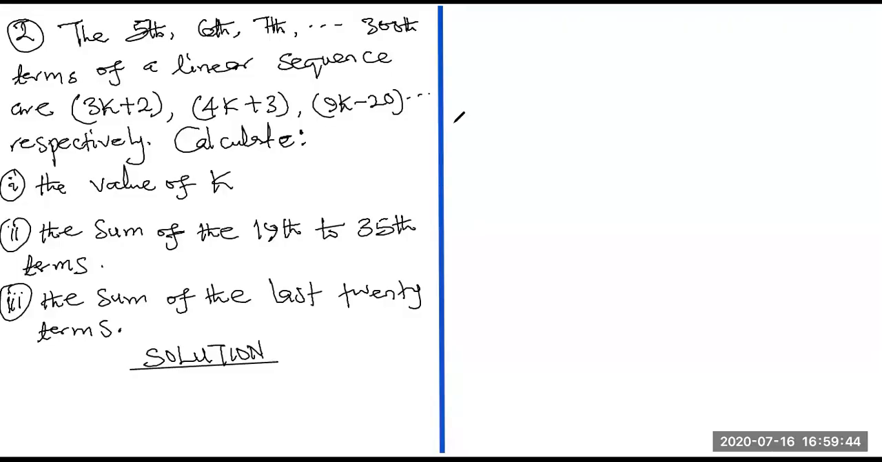So here is question 2. The 5th, the 6th, and the 7th terms of a linear sequence are 3k plus 2, 4k plus 3 and 9k minus 20 respectively. Calculate the value of k. If you look at this sequence, we are not told the 1st to the 4th terms, so some terms actually came before. Then the 5th came, which is 3k plus 2. Then the 6th came, which is 4k plus 3. The 7th came, which is 9k minus 20, and thereafter it continues, which we are not told.